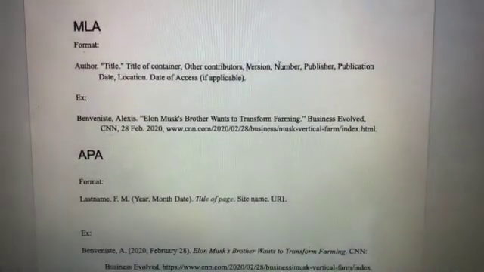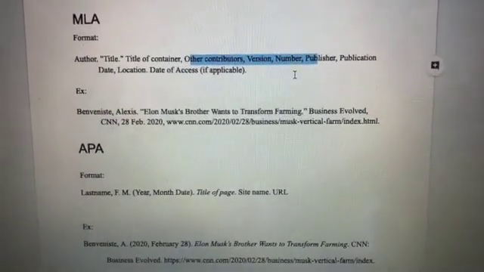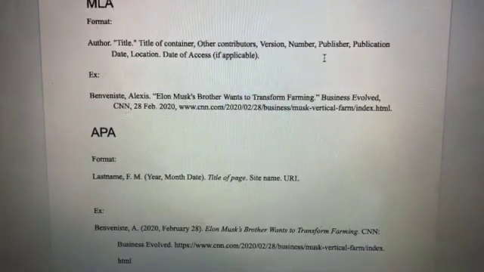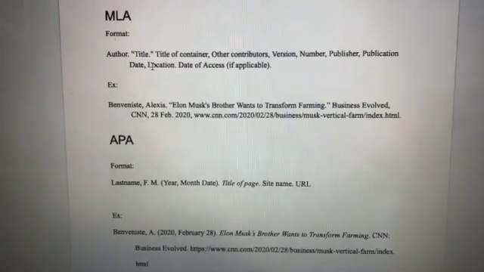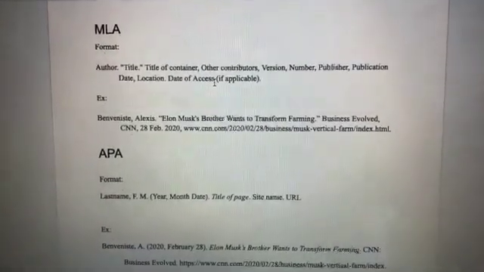But often these four will not be used, quite often, as you can see in this example down bottom. But publication date and location, which is actually your URL or the location where you found it, is necessary, and date of access is only applicable.